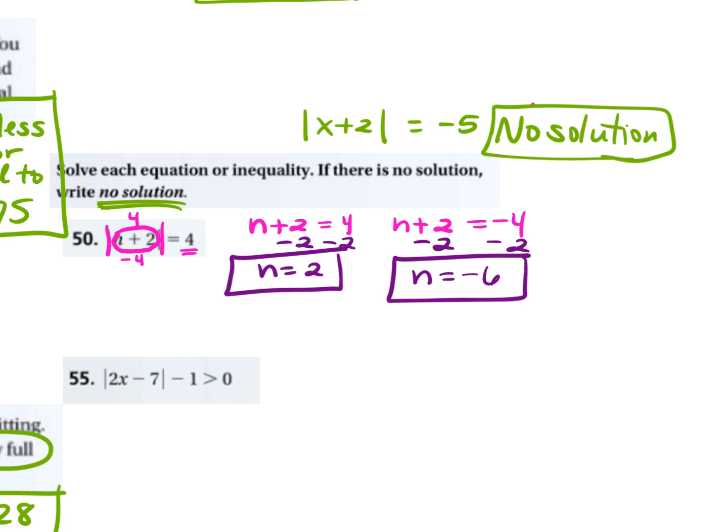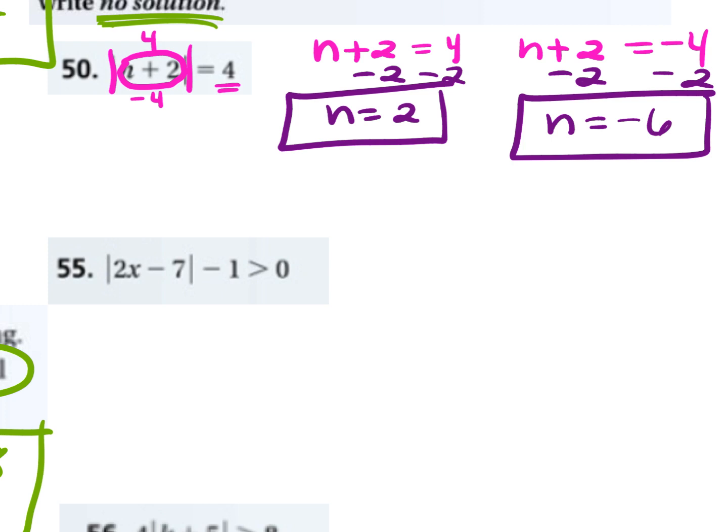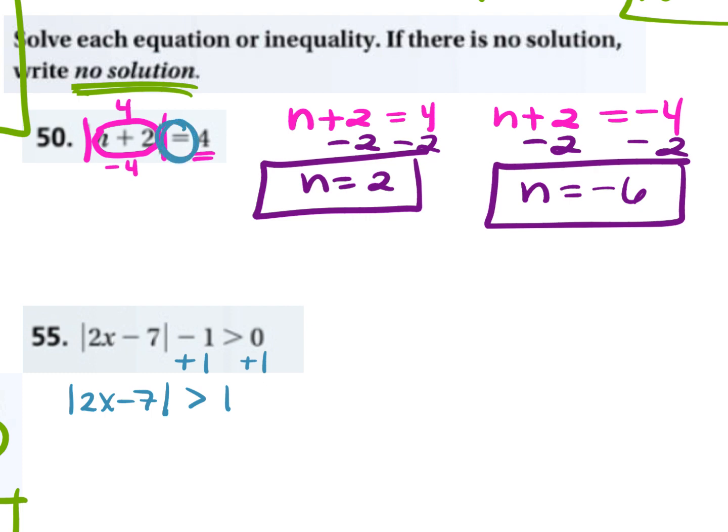Remember, when you're solving with absolute value, you don't write the two inequalities or two equations until you have isolated the absolute value. So you want absolute value to be all by itself. The way we do that here on this 55 is we got to add the 1. So now we have the absolute value of 2x minus 7 is greater than 1. And then once you're here, now you can write the two inequalities. But remember, with inequalities, so with equations, right, with an equal sign like we had up here, you just write it as equals the positive and equals the negative.